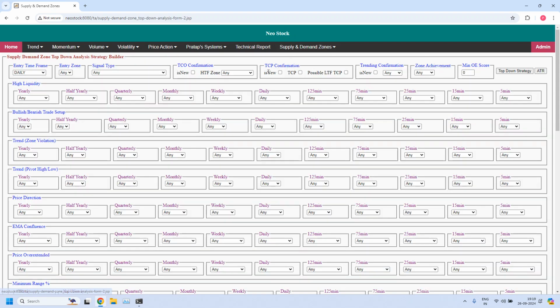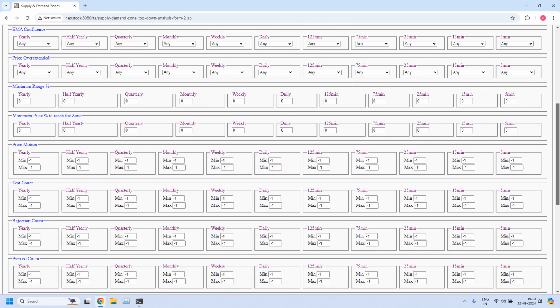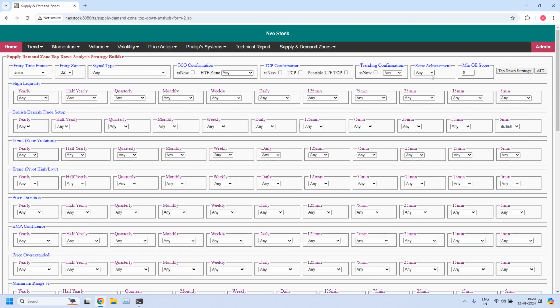And the next one is hourly income trade, bullish trade setup, entry time frame 5 minutes, entry zone, demand zone. In bullish or bearish at 5 minutes, I am selecting bullish. And the 5 minutes demand zone should not be pierced. So in the pierced count, at 5 minutes time frame, minimum value I am setting 0, maximum value 0. Zone achievement is violated opposing zone. Minimum odd and enhanced score should be 12. And all the three filters are applied to the 5 minutes supply zone. Sorry, the 5 minutes demand zone, not supply zone. The filters are applied to the 5 minutes demand zone.